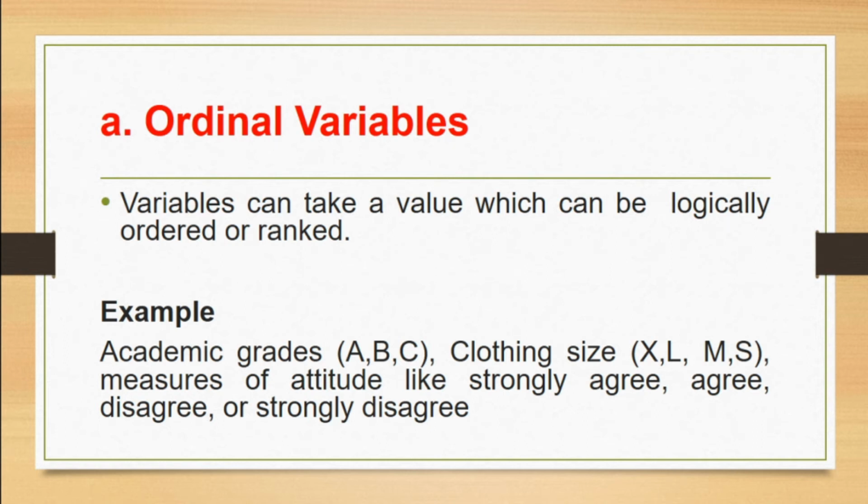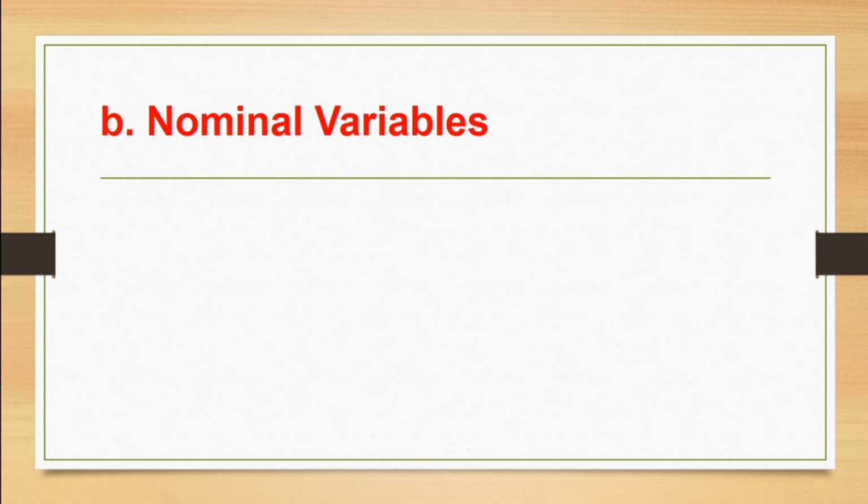So, A is rated 90 and up; in senior high school, we're using the highest honor, high honor, and with honor. So, it is an academic grade, so it is called ordinal variables. Pwede ring clothing size: extra large, large, medium, and small. Pwedeng measures of attitude like strongly agree, disagree, or strongly disagree. That is an ordinal variable. Always take note that if we are able to say na logically ordered siya and rank, ang tawag natin dyan is ordinal variables.